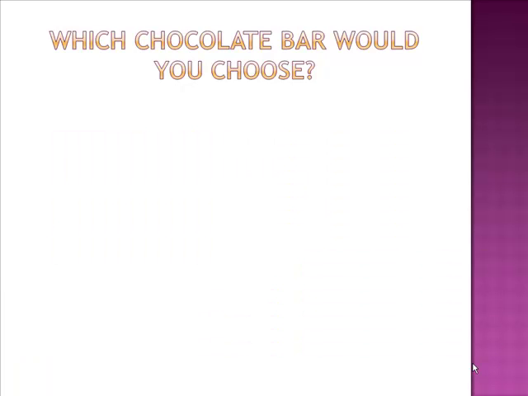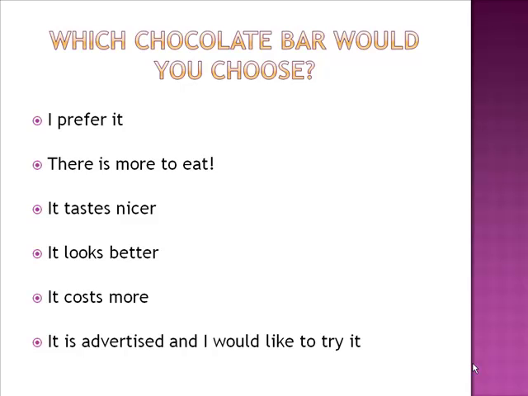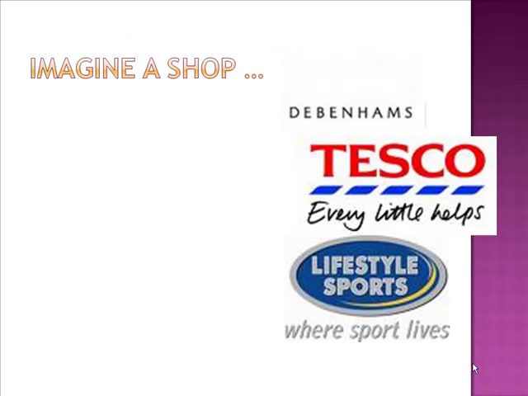Now, there may be various different reasons that they may choose a chocolate bar. For example, they prefer one, or there's more to eat in one, one looks nicer, one looks better, one tastes nicer, one costs more, maybe it's advertised and I'd like to try it. And why I talk about this type of thing is because when you choose a bar of chocolate in a shop, there are various different buying decisions that you make, but you make them instantaneously and subconsciously. When I walk into a shop, usually, and I want a chocolate bar, usually it's a Moro that I pick because I just like it, and that's that.